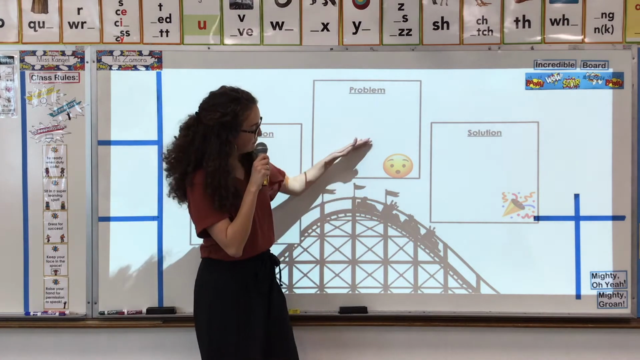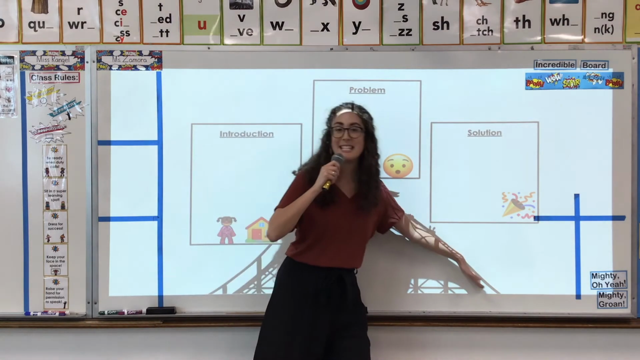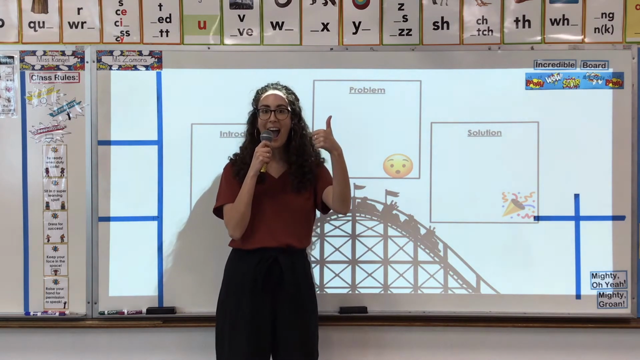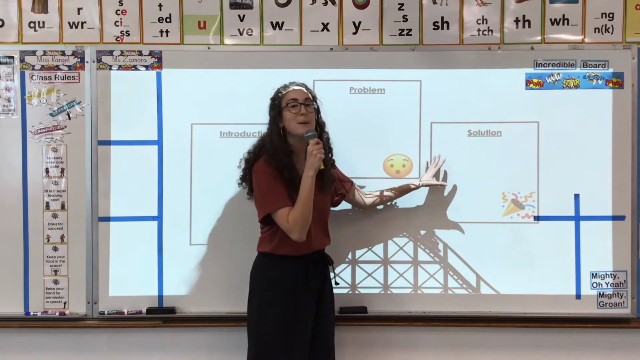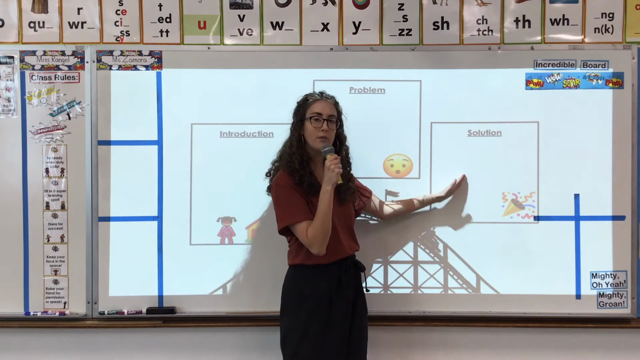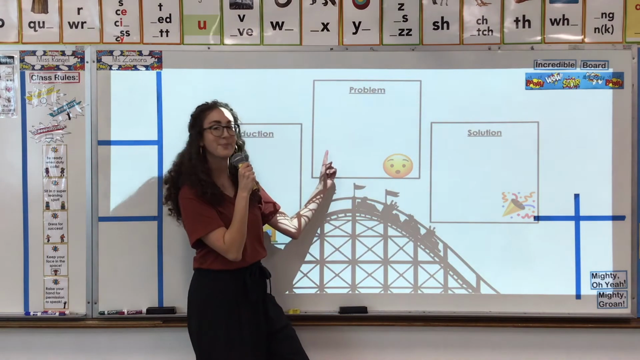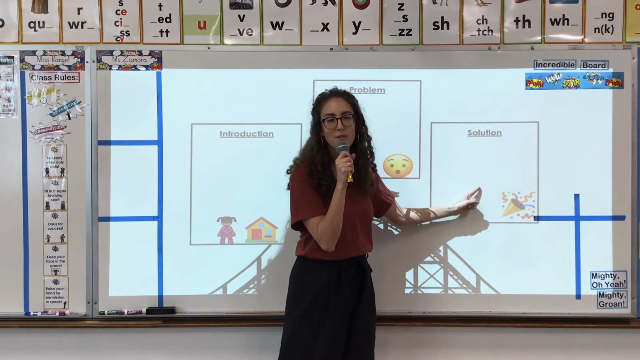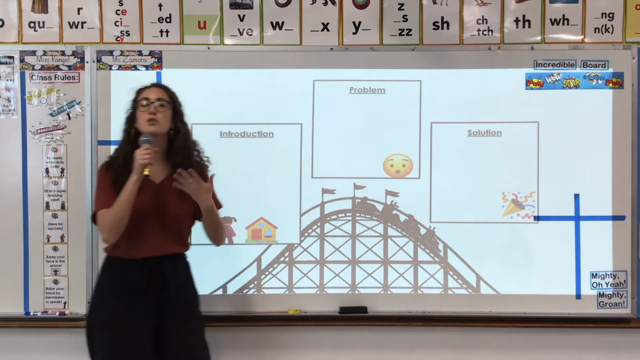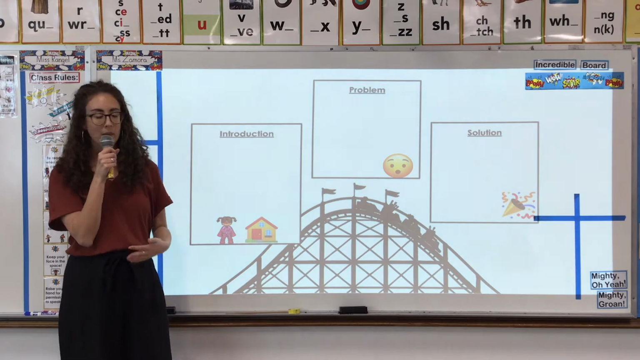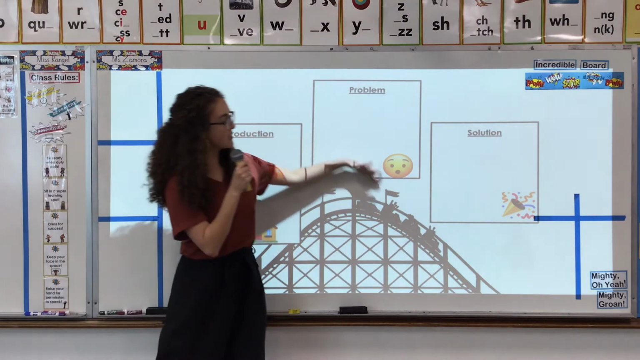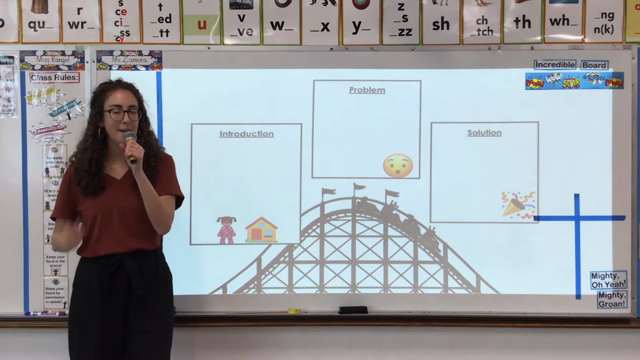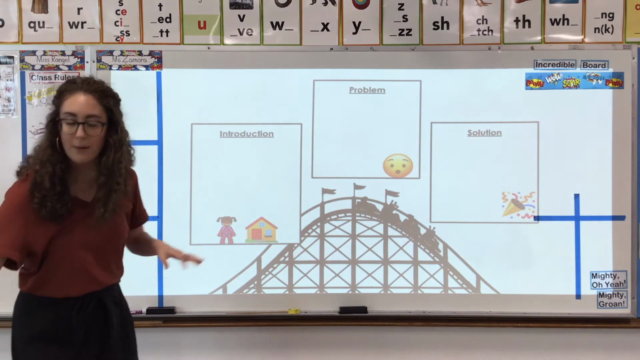But after the problem, on our way down the roller coaster, we get the solution, a happy ending. But what is getting solved? The solution solves the problem. This problem gets fixed at the end of the story. The main character is able to overcome that problem. So these are the three awesome parts of our roller coaster that we're going to brainstorm for our own character today.